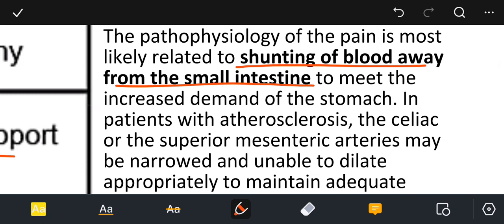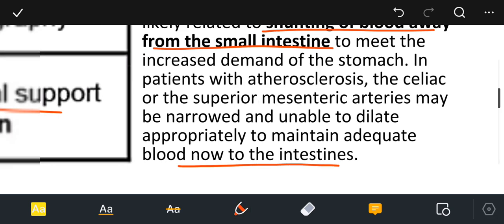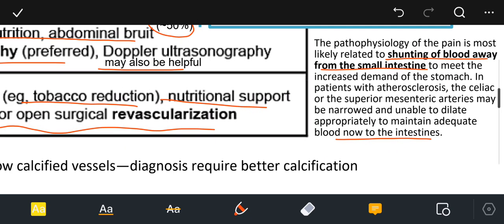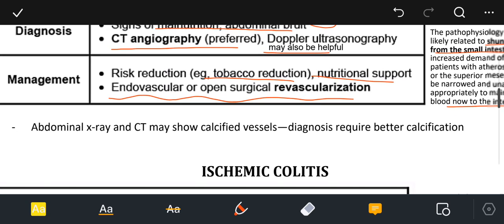In patients with atherosclerosis, the celiac or superior mesenteric arteries may be narrowed and unable to dilate appropriately to maintain adequate blood flow to the intestines. Abdominal X-ray and CT may show calcified vessels.